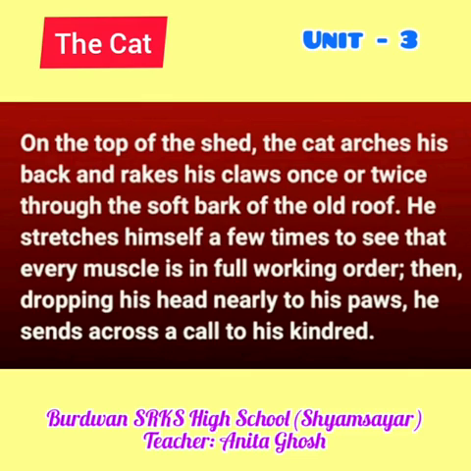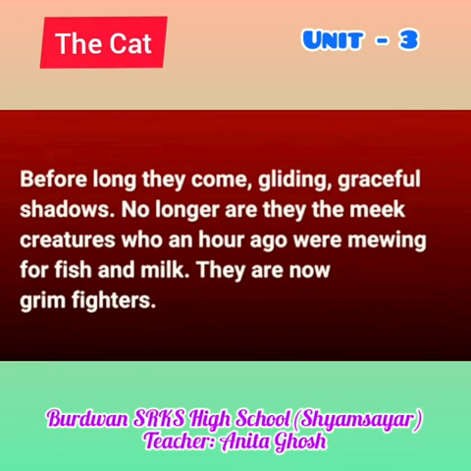So after the cat gives a message or a call to his fellow cats, they come gliding, that means flying or sliding, as graceful shadows. When the cats all come together, their shadows look like they are gliding, and it is in a very graceful way.